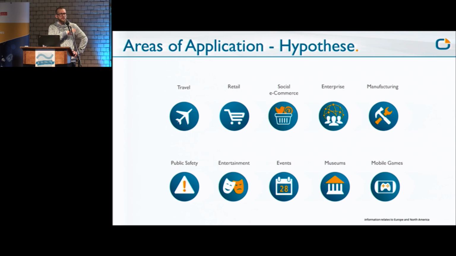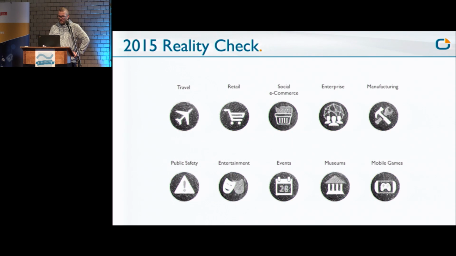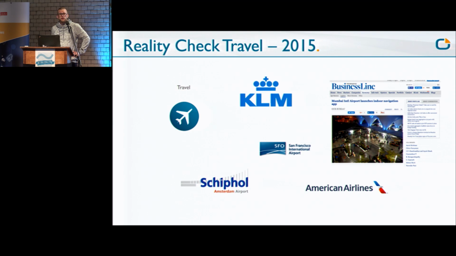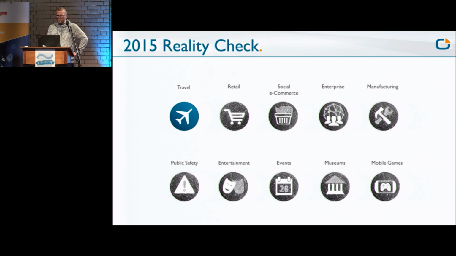Also, this is not an exclusive list, it's only the projects we are aware of, or that our competitors are working on. So let's first look into travel. Travel works. We've seen KLM, San Francisco, Schiphol, American Airlines, even, what was it, I think the Mumbai airport and so on, who really invest in the positioning and navigational market. So this industry does work with indoor positioning and navigation services and will continue to work on it. So good thing if you work in that industry.